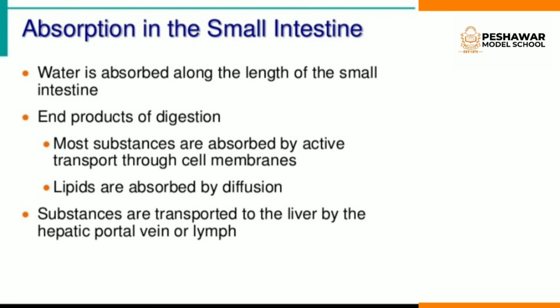You know what is diffusion? It is the movement of molecules from a region of higher concentration to a region of lower concentration. And then next, substances are transported to the liver by the hepatic portal vein or lymph. You know these nutrients, along with the blood, are transported where? To the liver. By which vein? By the hepatic portal vein.